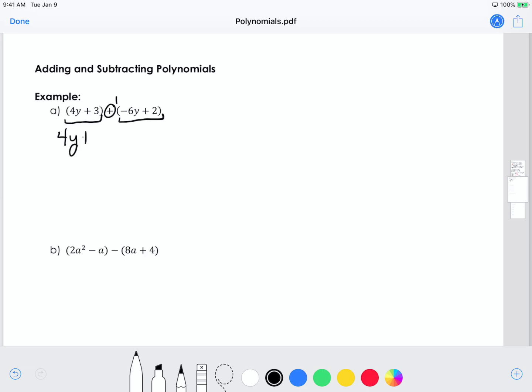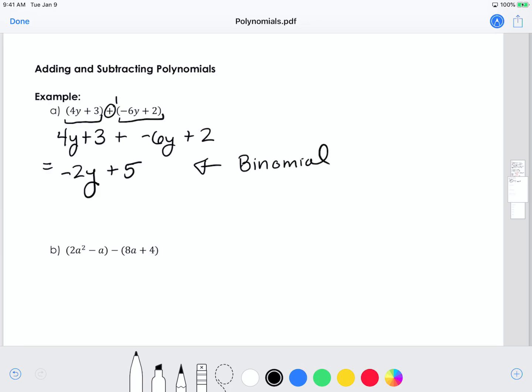So if I have 4y plus 3, and then I'm adding a -6y plus 2, all I'm going to do is combine like terms. So I have a 4y and a -6y. That's going to give me a -2y. And then I have a 3 plus a 2. That gives me a 5. Just to practice, my answer is a binomial because I have 2 terms. My leading coefficient is -2. And my degree is 1 because my largest exponent for y, even though it's not written in there, is 1.